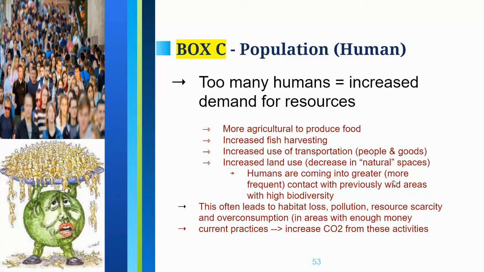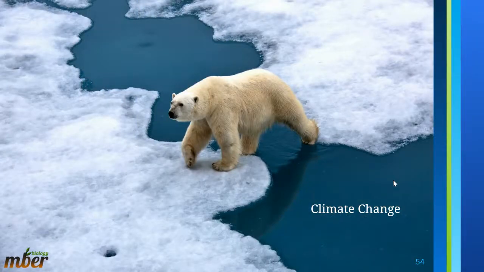Increased land use means decreased natural spaces. Humans are coming into greater, more frequent contact with previously wild areas with high biodiversity. So as we expand, we're always encroaching on natural land, and we're going to affect their biodiversity. This often leads to habitat loss, pollution, resource scarcity, and overconsumption. Current practices mean the things we do to live our daily life increase CO2 from these activities.